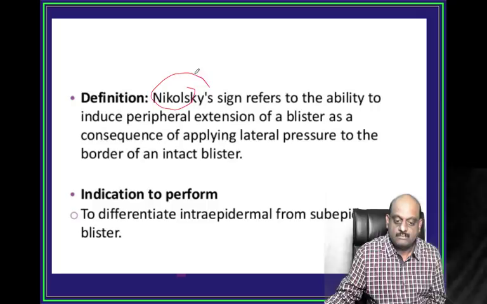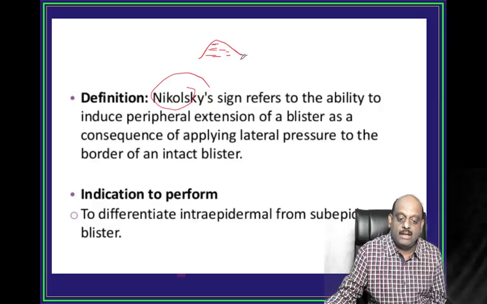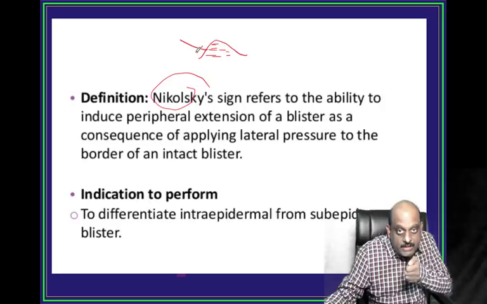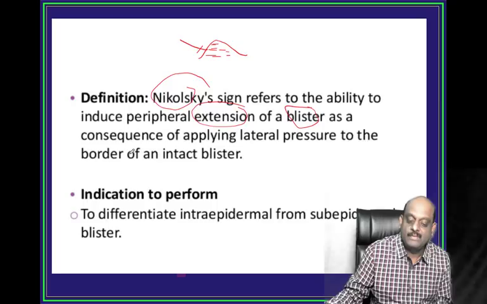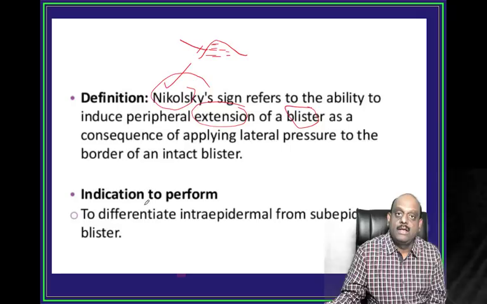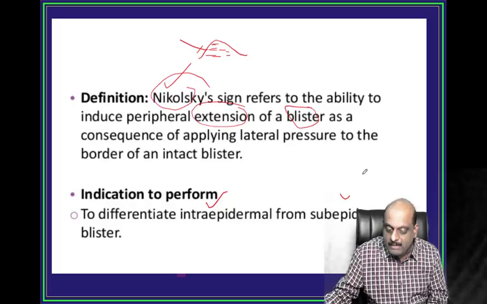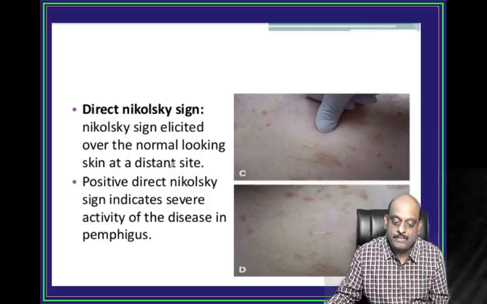There is a blister. Blister means, you know, blister. If you apply lateral pressure on that blister, there is a peripheral extension of the blister, that is called Nikolsky sign. It indicates and it differentiates between intradermal and subepidermal lesion, is what you need to remember. So there are two types of Nikolsky.